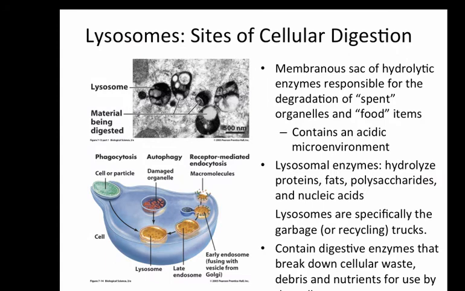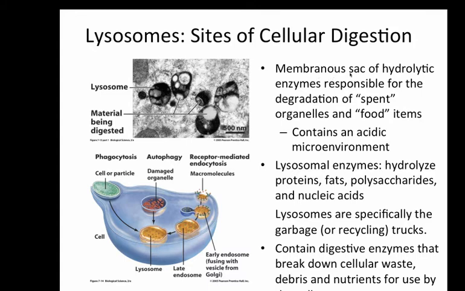Lysosomes are also components of this system. Some people call them the garbage truck of the cell. Others may call them both garbage and recycling trucks of the cell, and I'll explain to you why. They're the sites of cellular digestion. And what you have here in this image is a lysosome, and you see that the material is being digested. Okay? Now, how does this all take place? It's a lot of words here. It's a lot of things for you to learn and to study.